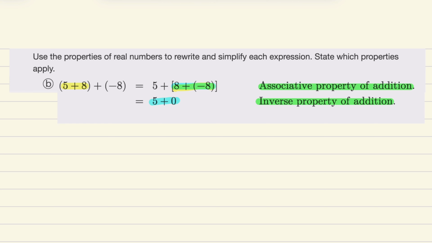Lastly, adding 5 and 0 would just give me 5. And this is based on the identity property of addition. We've again simplified as much as possible.